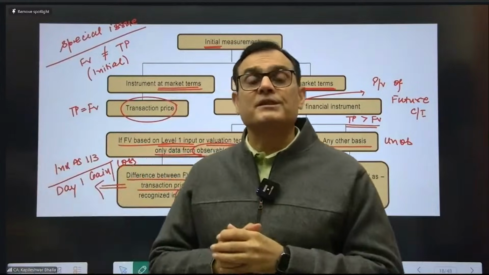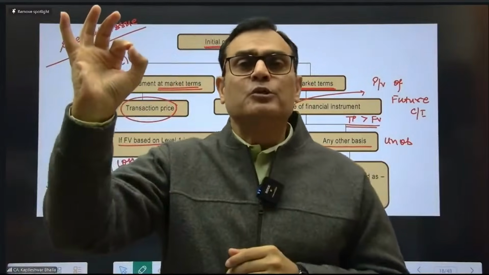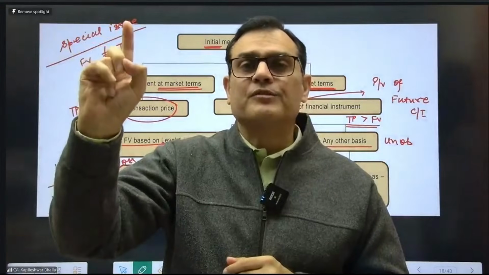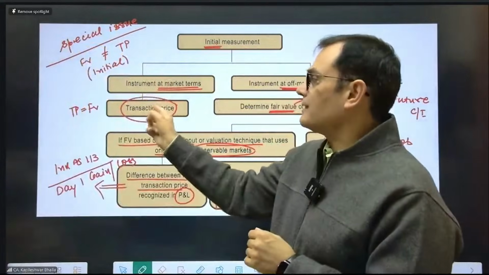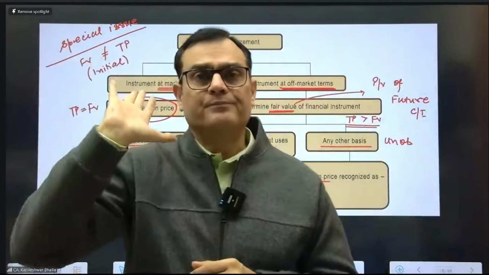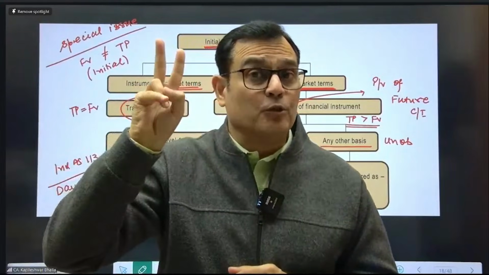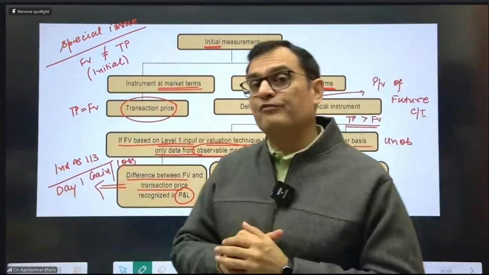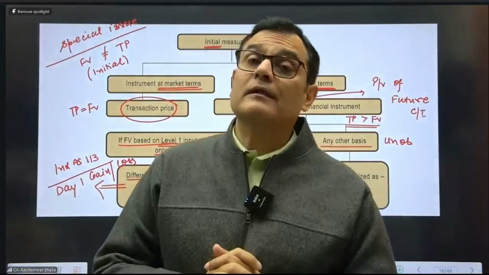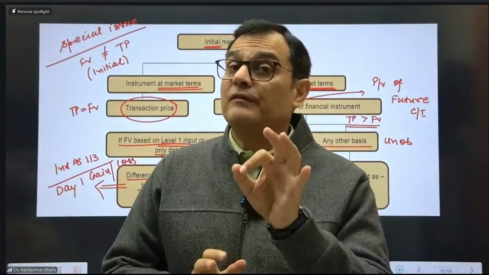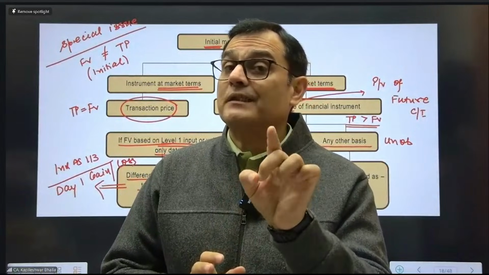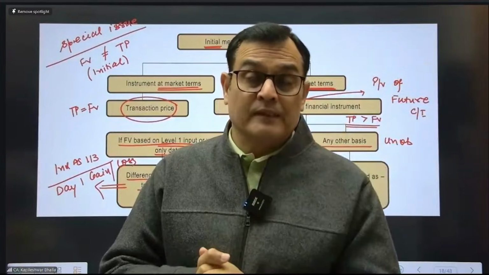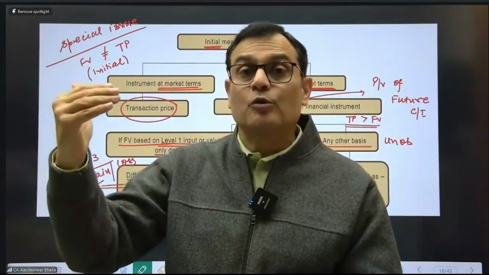Now, step number one, you need to identify, is the transaction at market terms or is it off market terms? If it is at market terms, then the transaction price and fair value are the same, done. If it is off market terms, you go to step number two and identify what is the source of the fair value. Is it observable or is it unobservable? If it is observable, then the difference in the transaction price and the fair value goes to the P&L immediately. It's called a day one gain or loss. And if it is unobservable, you go to step number three.